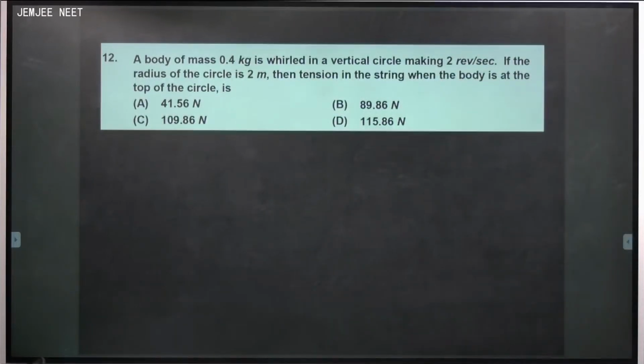So, the tension will be maximum at the top and minimum at the bottom, please. Tension will be minimum at the top, maximum at the bottom. Other way around. What you say? Yes, sir. Oh, okay.